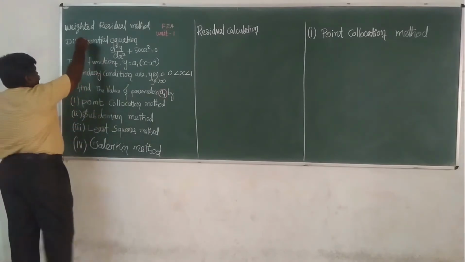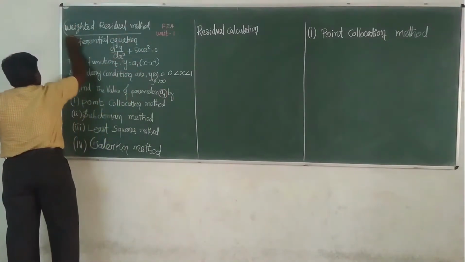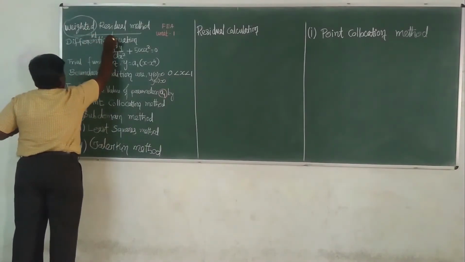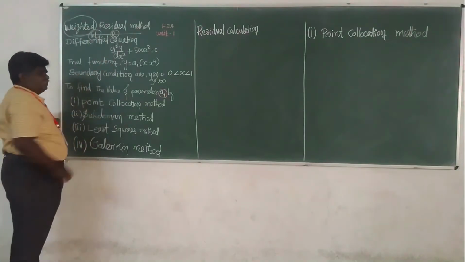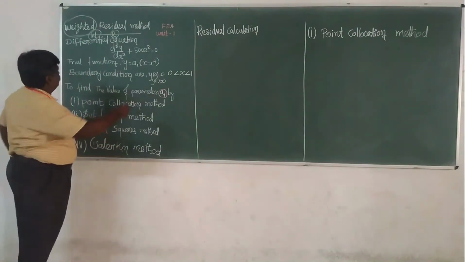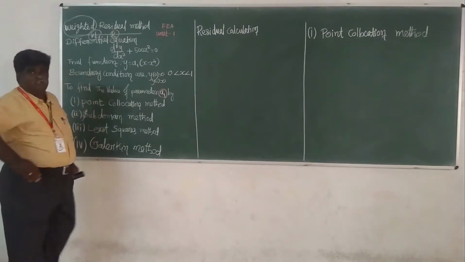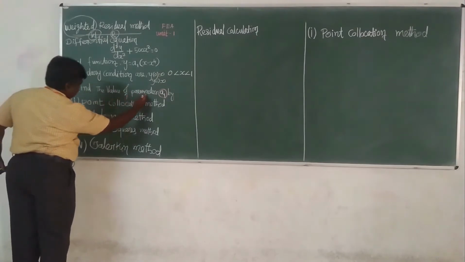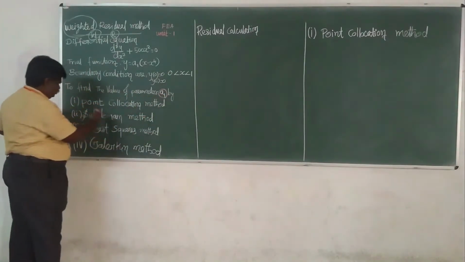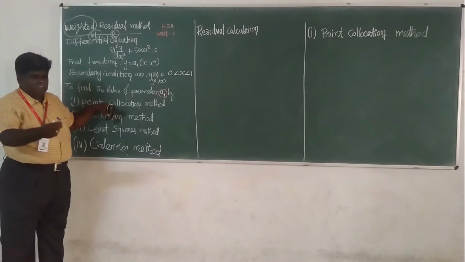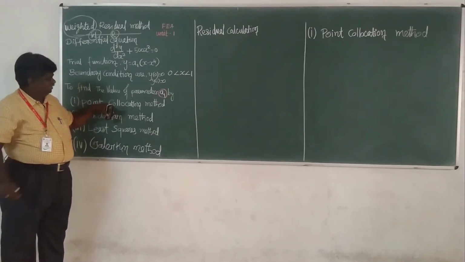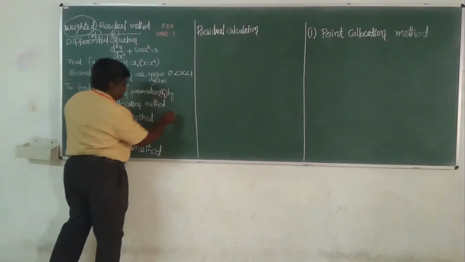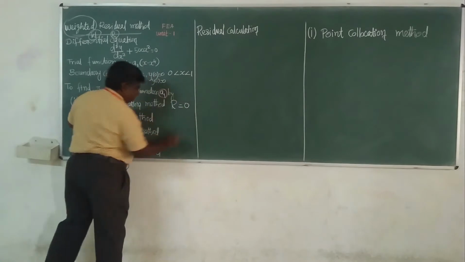Actually, the weighted residual method is also called the WGR method. The W indicates a weighted function, and R indicates the residual. The residual means it is an error. So first we have to determine the value of the parameter a1 by using the point collocation method. The first step is the residual calculation. In the point collocation approach, the residual is equal to 0.